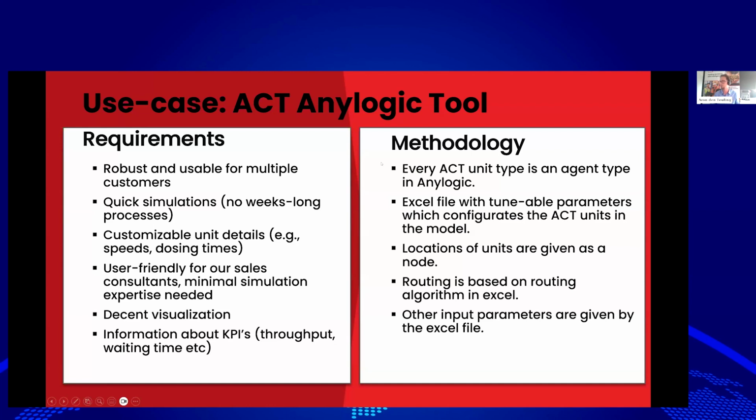We have a methodology in which every ACT unit type, for example, an elevator or a shuttle, is a separate AnyLogic agent. We created an Excel file with tunable parameters, which automatically makes the ACT units in the model. We can define the locations of the units as a node. The routing we base on a simple Excel algorithm, and we use all the different kinds of parameters which can be filled in the Excel by people very easily.